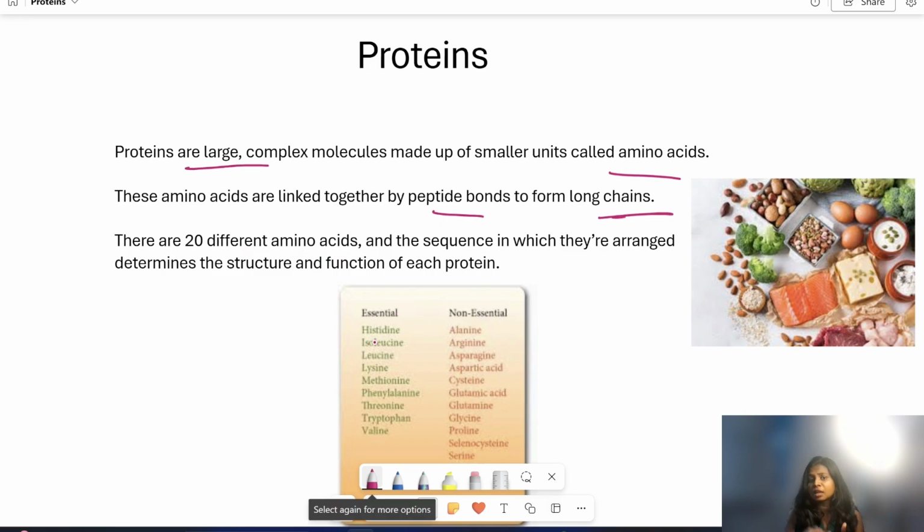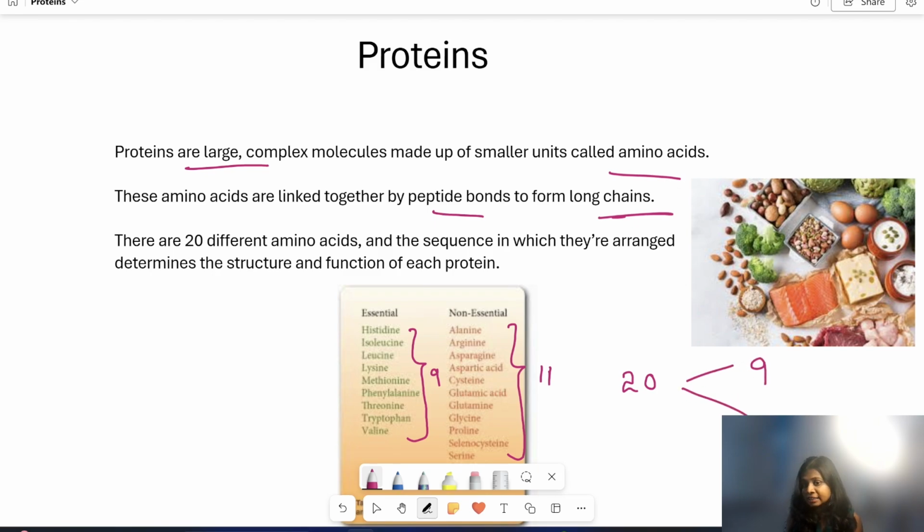Essential amino acids are amino acids which cannot be synthesized in our body, so we should take them from our diet. There are 9 essential amino acids. Non-essential amino acids are amino acids which can be synthesized in our body, so it's not compulsory to take them from our diet. There are 11 non-essential amino acids. So in total, 9 essential amino acids and 11 non-essential amino acids.